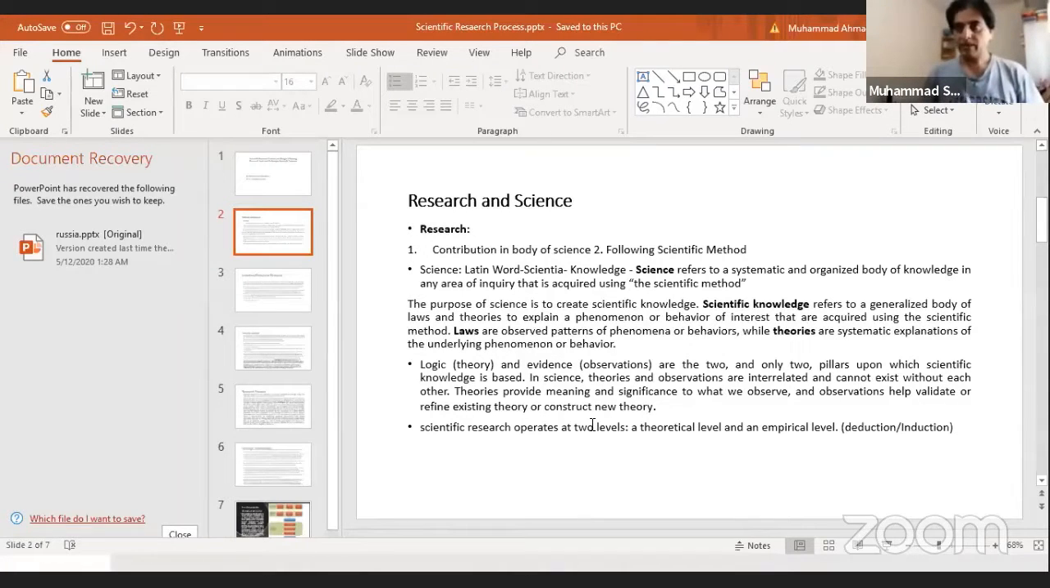So logic, that is theory, and evidence, which is based on observation, are the two and the only two pillars upon which scientific knowledge is based. And this is called the positivist way of discovering scientific knowledge. In science, theories and observations are interrelated and cannot exist without each other.